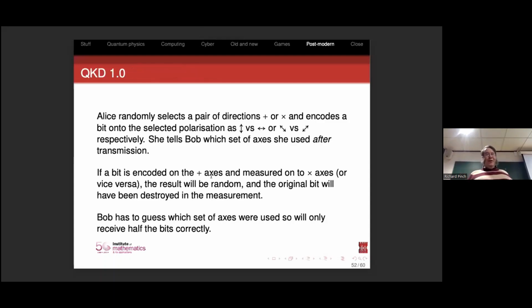But I will very briefly describe a version of how it works. This is the classical version. This is quantum key distribution 1.0, which could have been done in the 19th century, but wasn't.